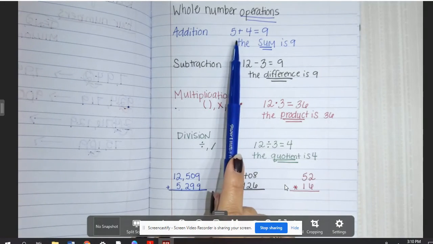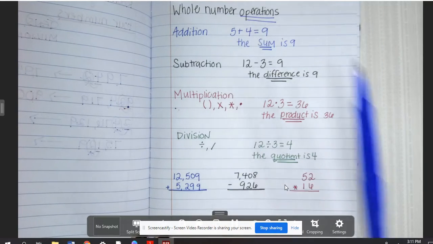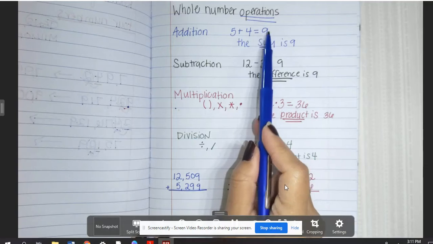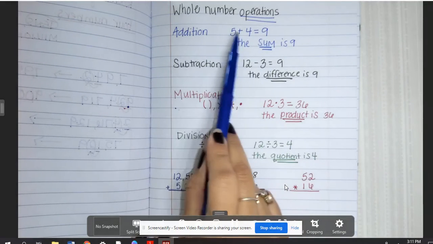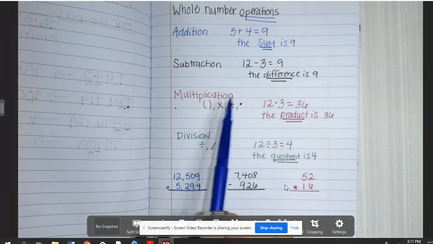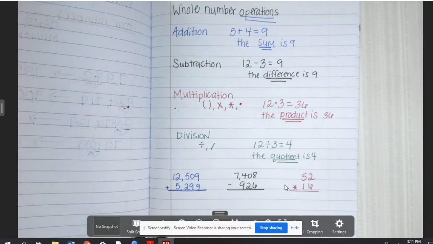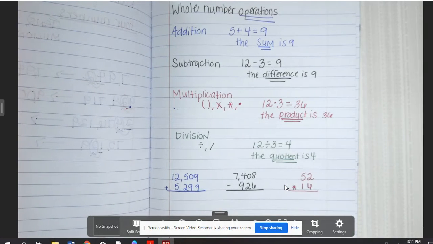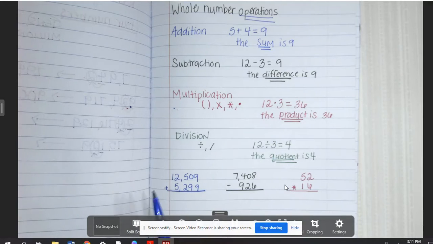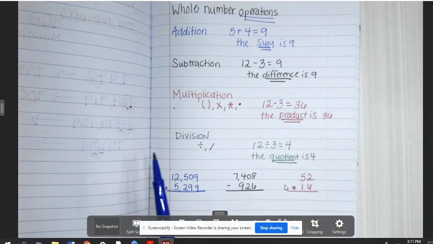Addition is an equation that looks like this. So we have 5 plus 4 equals 9. Now the answer to an addition equation is the sum. So here I wrote the sum is 9. We need to make sure that we're using that math vocabulary because we are going to be experts in math, or we're going to do our very best. So we want to make sure that we talk like mathematicians. So the sum is 9.